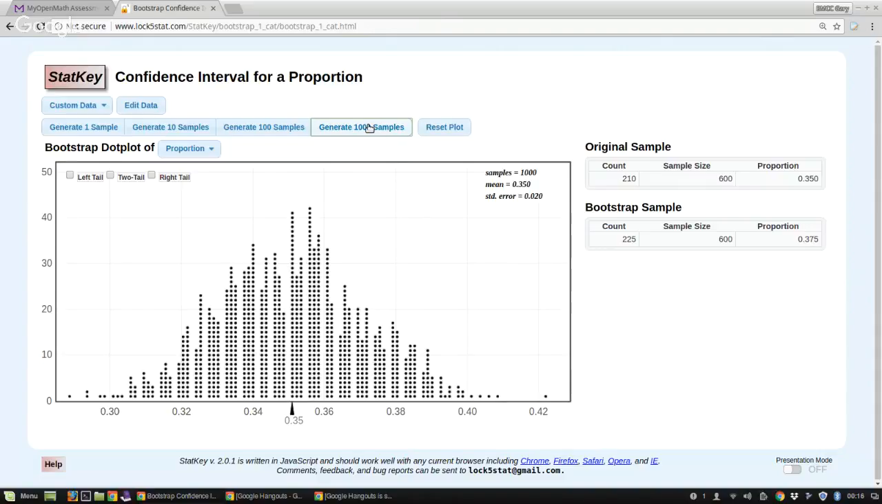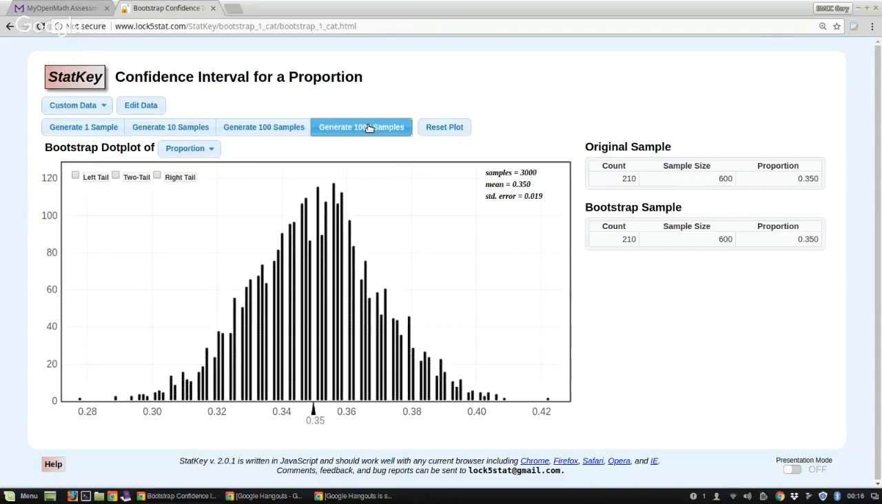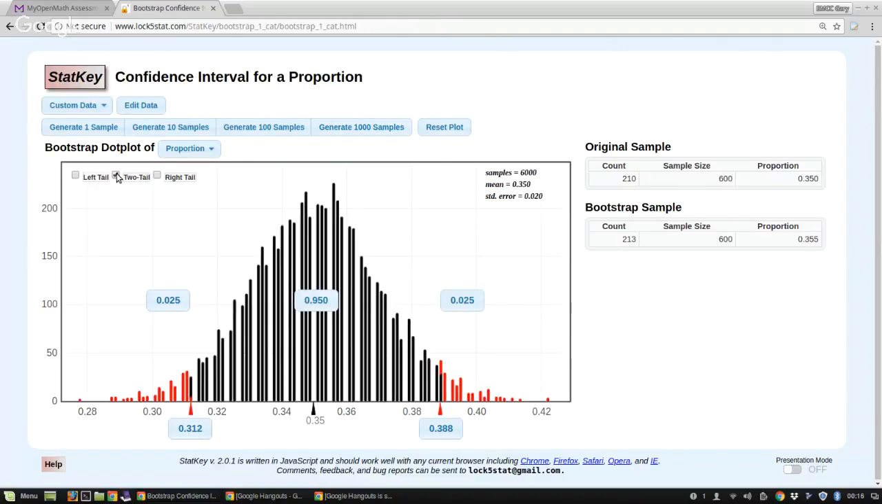And usually I like to generate more than 5,000 samples, 6,000 or so. And we're going to throw a two-tail analysis on this. We've got 95% of the samples in the middle of this sampling distribution. So again, a sampling distribution is just a distribution of a bunch of samples. So essentially what we've simulated here is going out and generating 6,000 different samples, each of size 600.